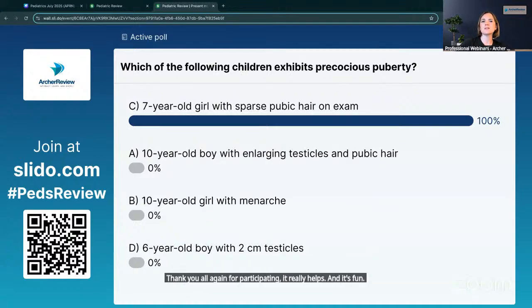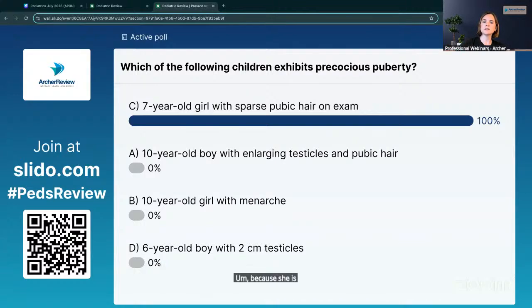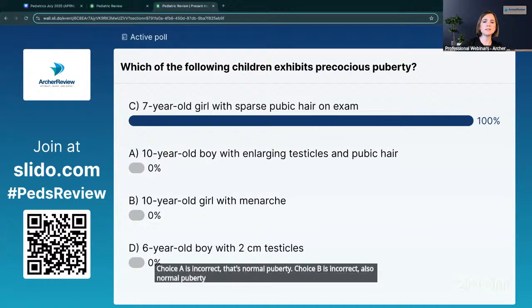All right, so we got choice C is correct. The 7-year-old is exhibiting precocious puberty because she is experiencing the secondary sex characteristics prior to age 8. Choice A is incorrect. That's normal puberty. Choice B is incorrect. Also normal puberty. Choice D is incorrect. This is also normal.